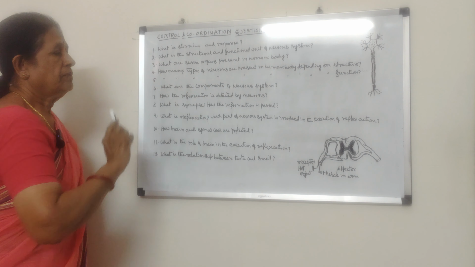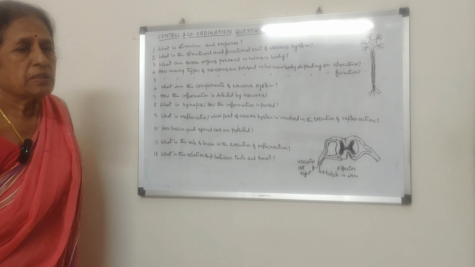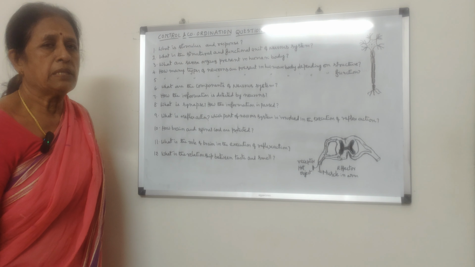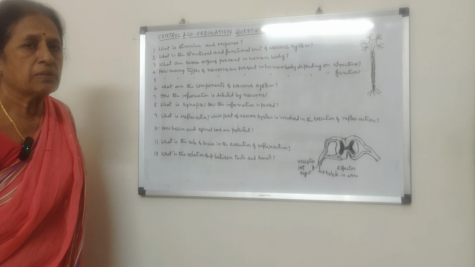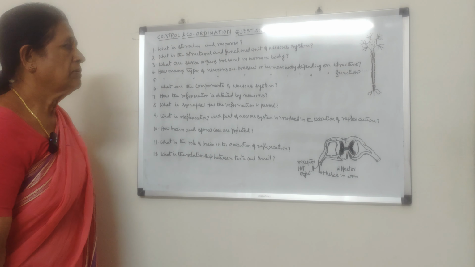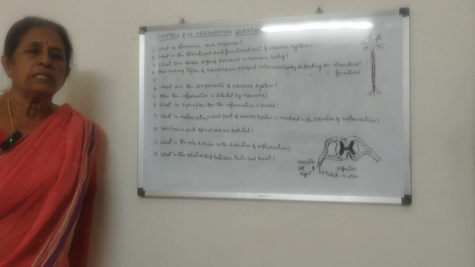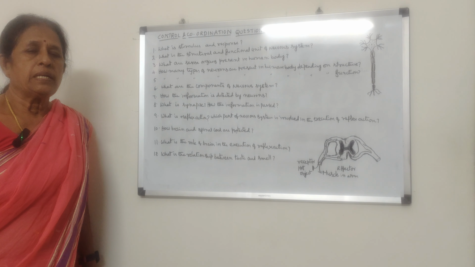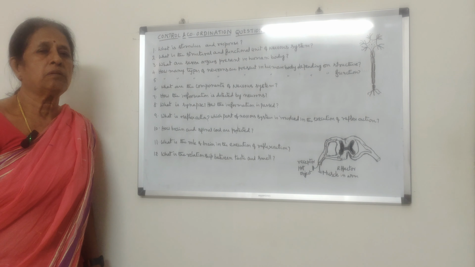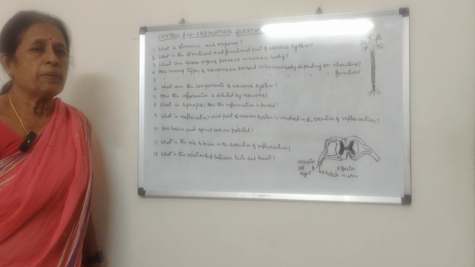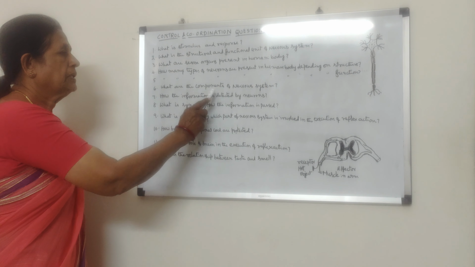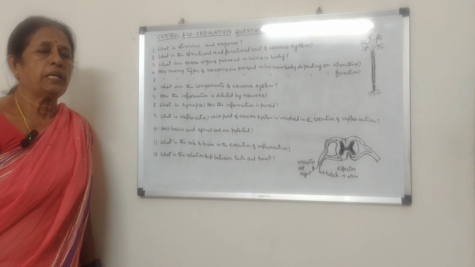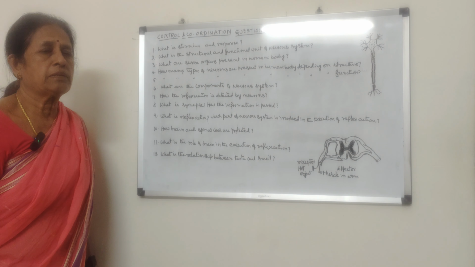And what are the components of nervous system? Nervous system components are three parts: central nervous system, peripheral nervous system, and autonomous nervous system. Central nervous system contains brain and spinal cord. Peripheral nervous system contains cranial nerves and spinal nerves, and autonomous nervous system includes sympathetic nervous system and parasympathetic nervous system. So brain and spinal cord.